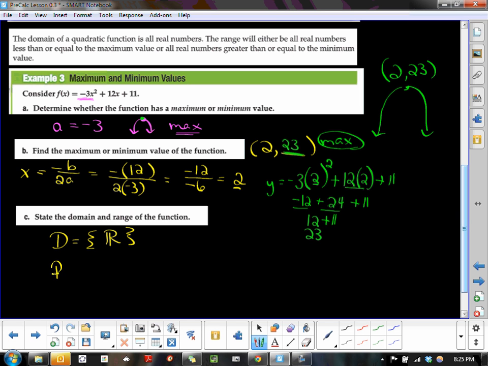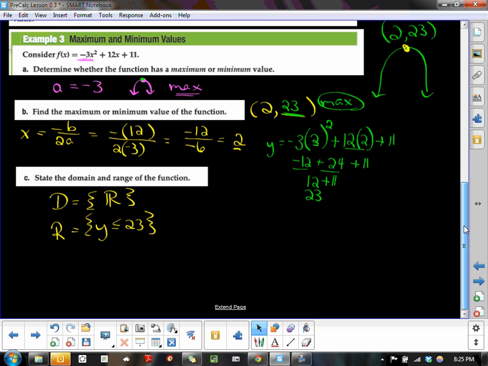The range, on the other hand, has a bit of a restriction. We don't get to use every real number off the number line. Since it's got a maximum of 23, I want the set of all y values that are less than or equal to 23. For my graph, knowing that I have a maximum point, I know it's never going to go above that. So that's how we're going to determine our domain and range in a quadratic function.